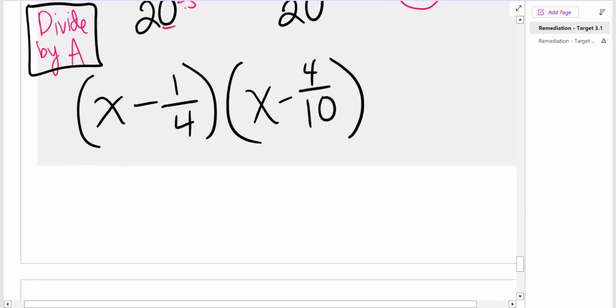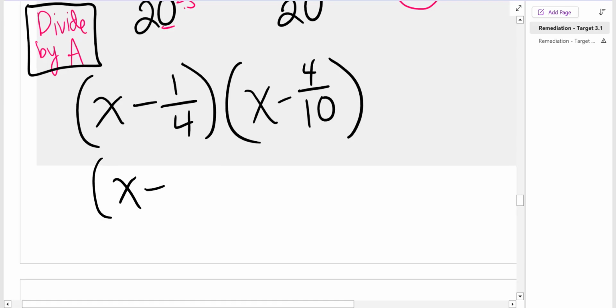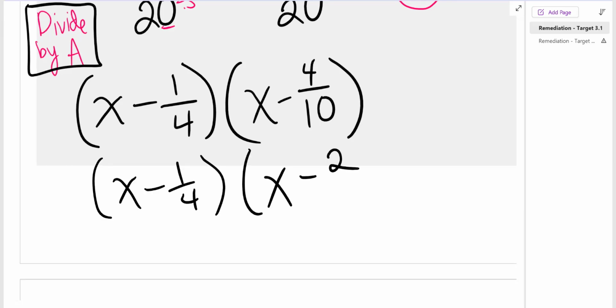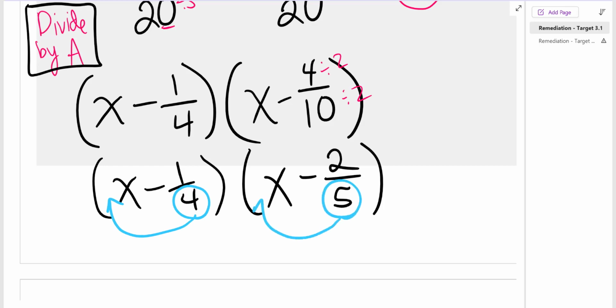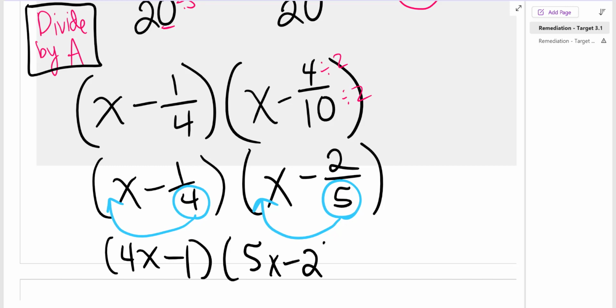Now, you will have to simplify one more time because half of 4 is 2 and half of 10 is 5. Okay, remember, when you're halving, you're dividing by 2 basically. And then the last step is to take the bottom number and slide in front. So your final answer is 4x minus 1 and 5x minus 2.